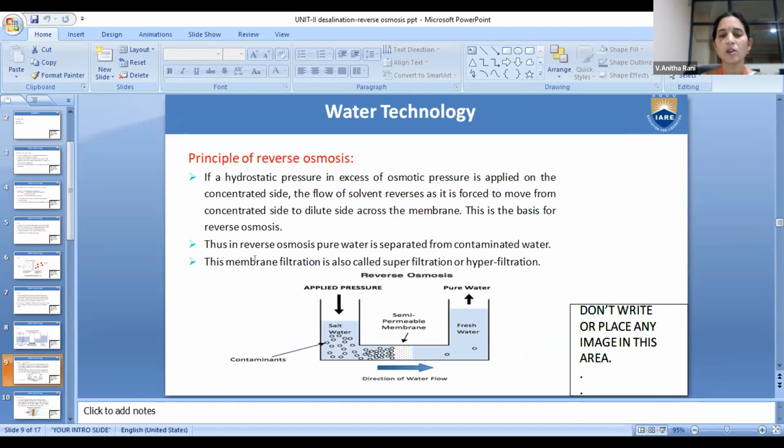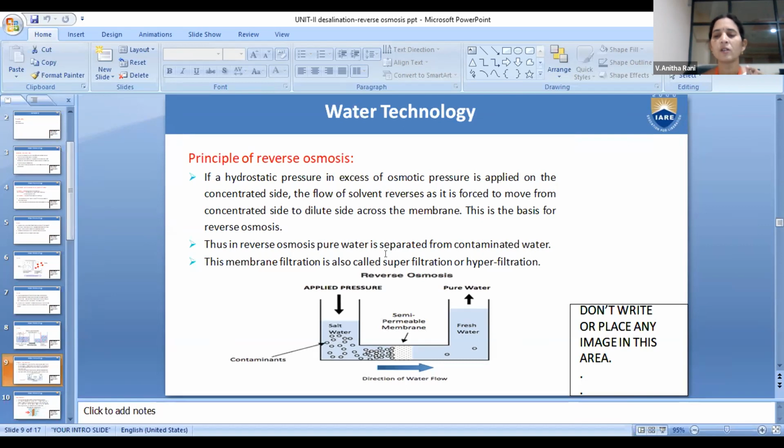This process is called reverse osmosis. We are applying this method to get pure water from sea water. From reverse osmosis, pure water is separated from contaminated water. In the ion exchange process also, by using cation exchange resins and anion exchange resins, we removed all the cations and anions present in water.